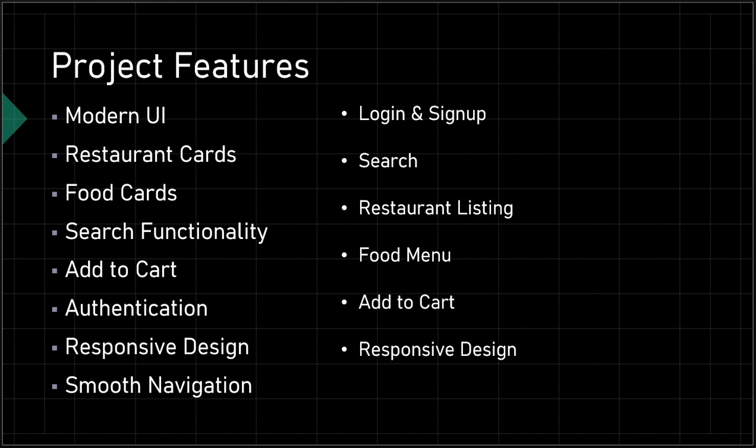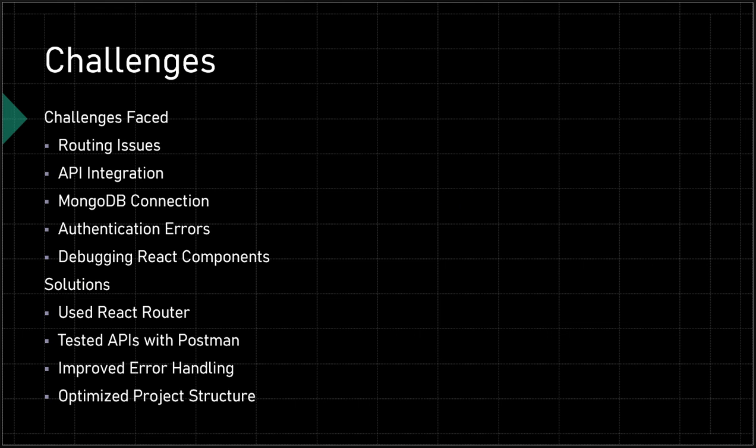Now, the project features. FoodGenie includes login, sign up, search, restaurant listing, dynamic restaurant menu, add to cart, quantity management, payment, invoice generation, and responsive design.